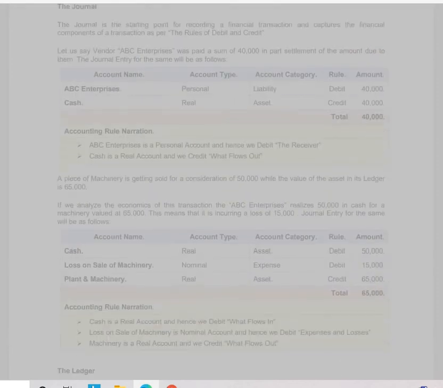The journal. The journal is the starting point for recording a financial transaction and captures the financial components of a transaction as per the rules of debit and credit.